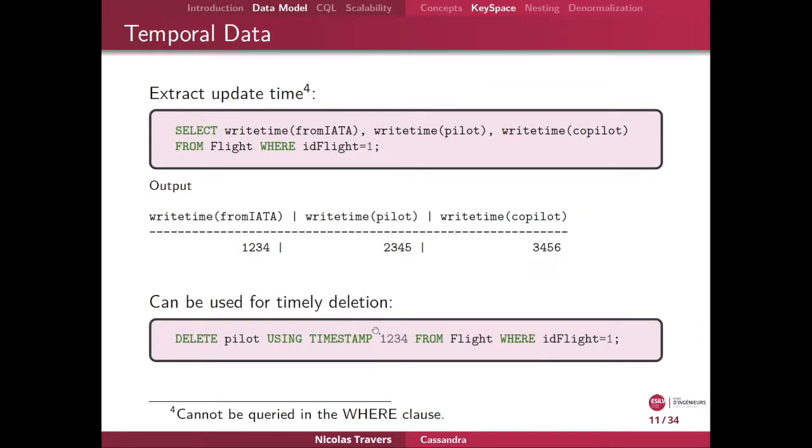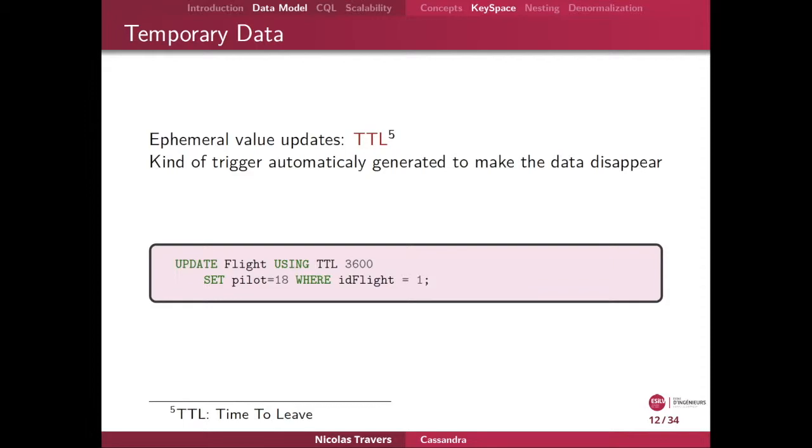And we can remove information according to a given timestamp and come back to a previous version, for instance. According to this timestamp, we have the TTL. A TTL is a time to live information that we can put on an update, and it's a kind of trigger that is automatically generated to make the data disappear at, for instance, here 1 hour with 3,600 seconds.